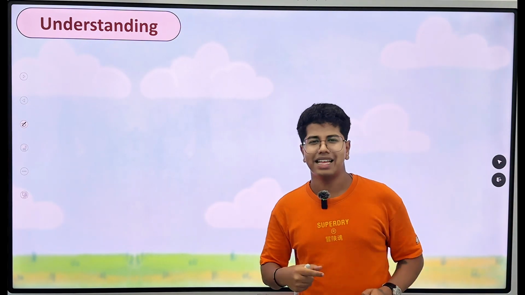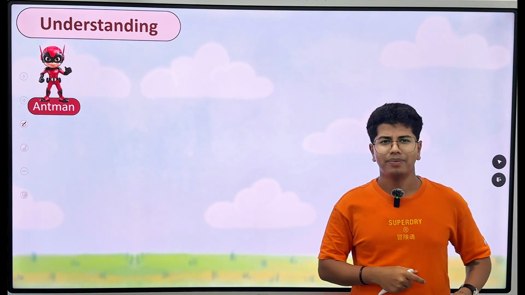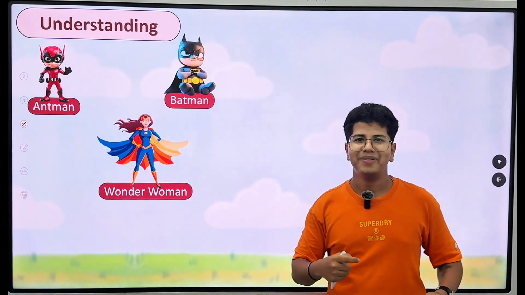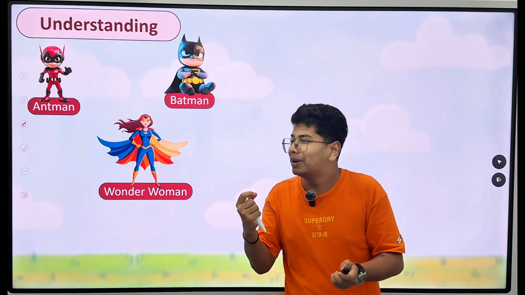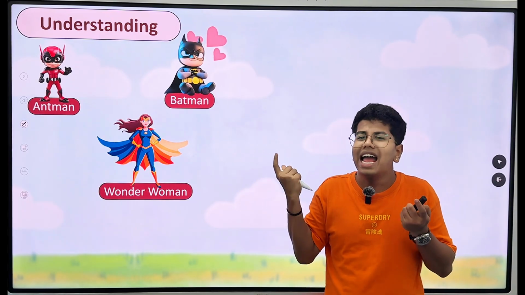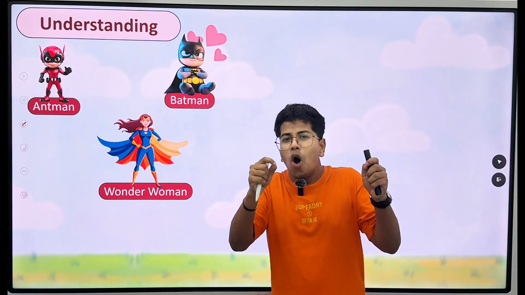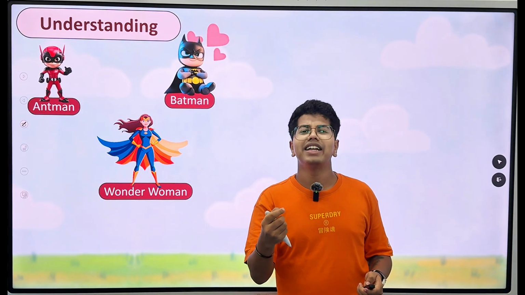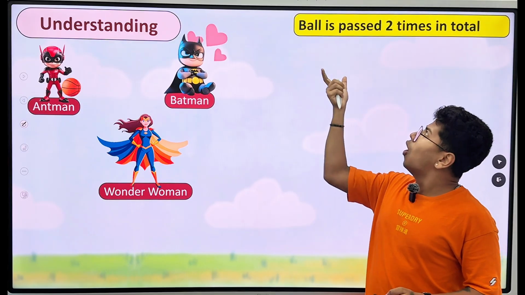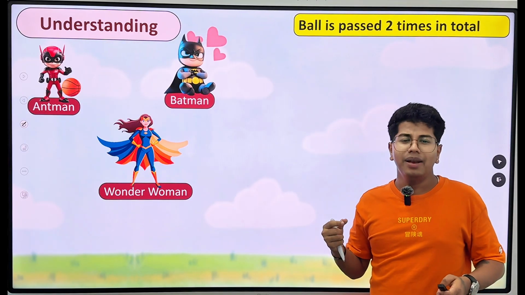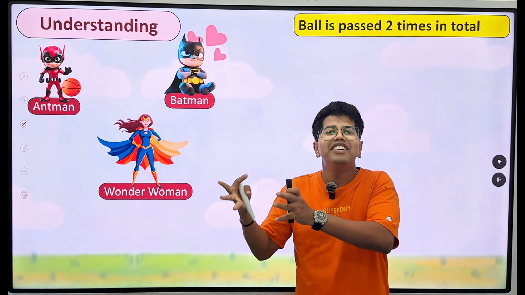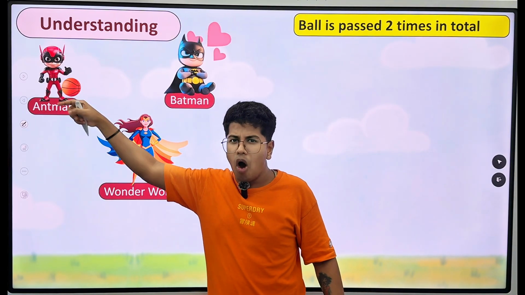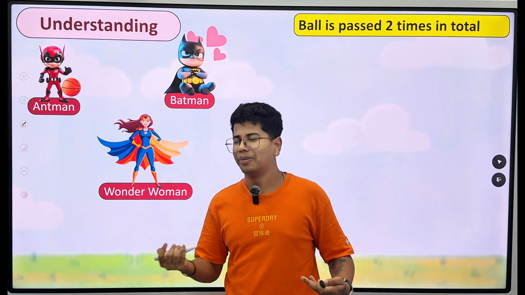In the next example, we have Ant-Man, we have Batman, but this time we have Wonder Woman too. In this situation, Batman actually likes playing with Wonder Woman, so he will only pass to Wonder Woman. We have to find out, if the ball is passed 2 times in total, how many different passes are there? Thinking that Ant-Man has the ball, let's start using the method.